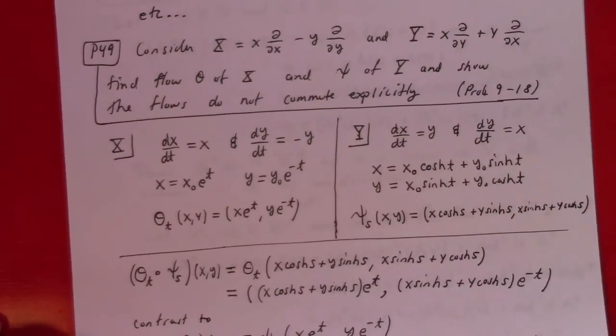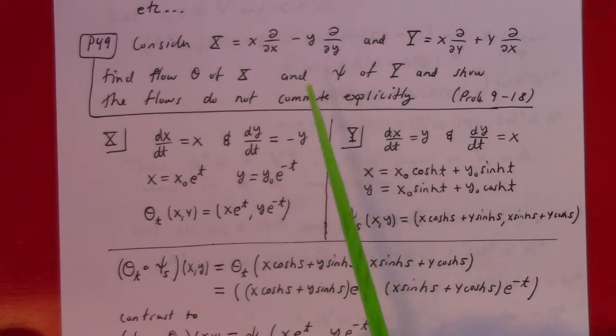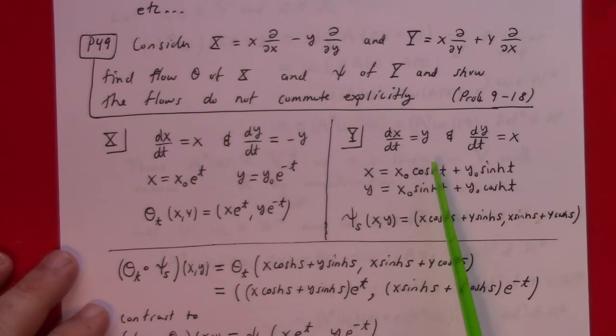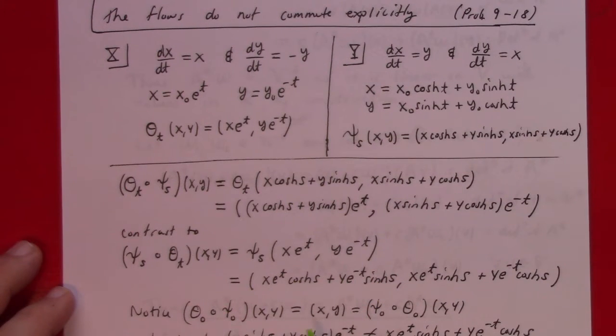Problem 49 is next. Problem 49, we've got x and y. We're supposed to find the flow and the flow, so we do that. I find this flow and that flow. I look at the flow one way, I look at the flow the other way, and I get different looking results, and yet both of them have x, y at 0, and yet they're not equal.